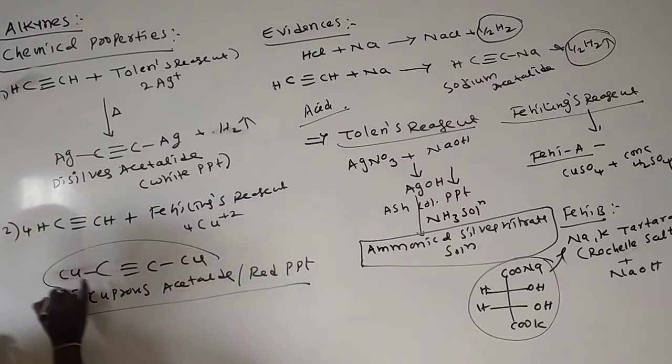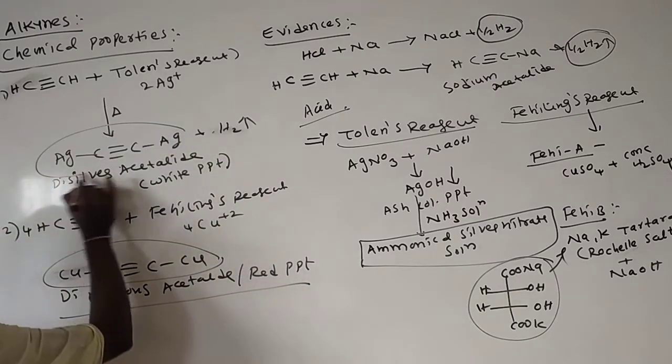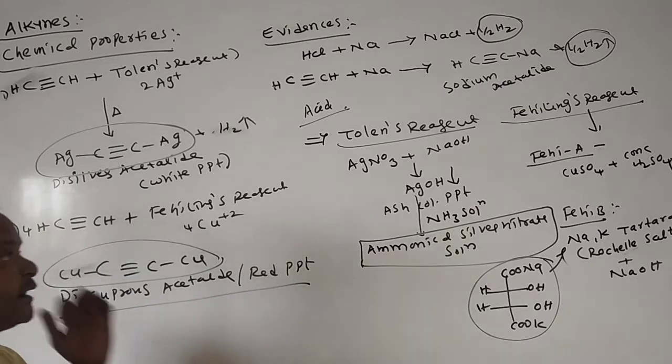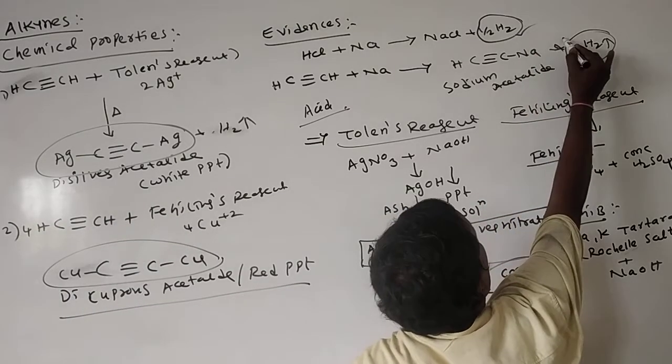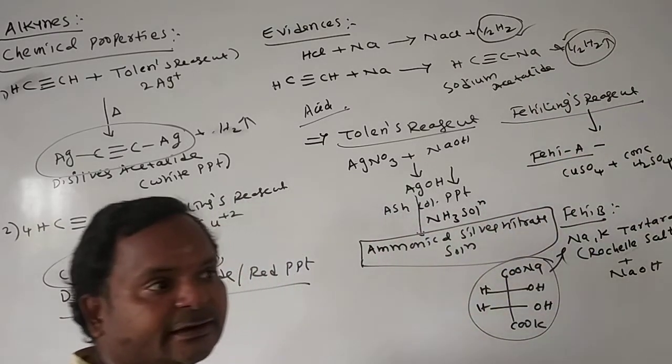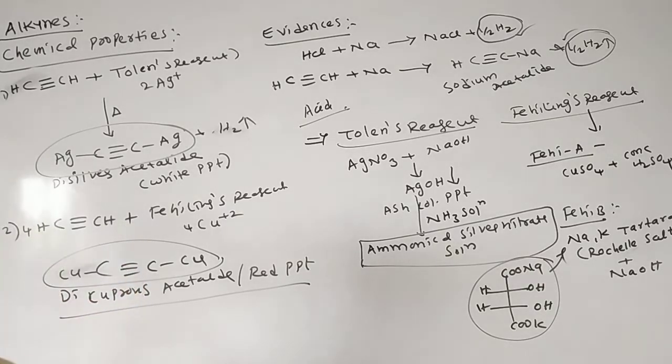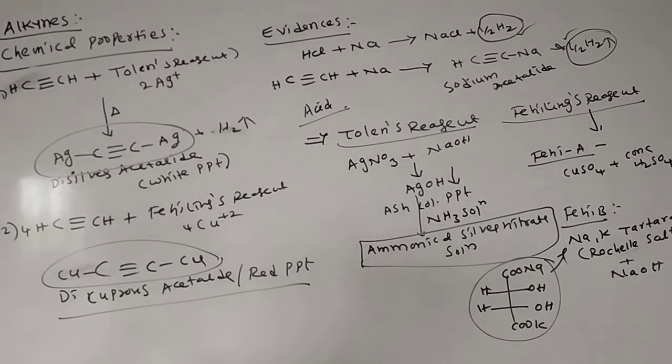The formation of dicuprous acetylide, the formation of disilver acetylide, and the liberation of hydrogen gas are the three important evidences for the acidic nature of 1-alkynes. This is one important chemical property of 1-alkynes.